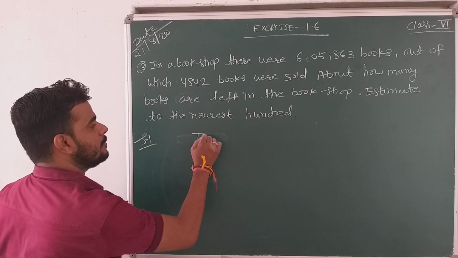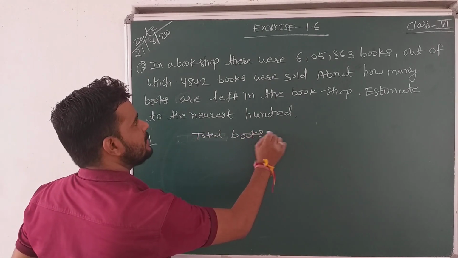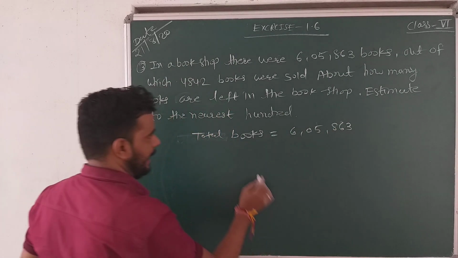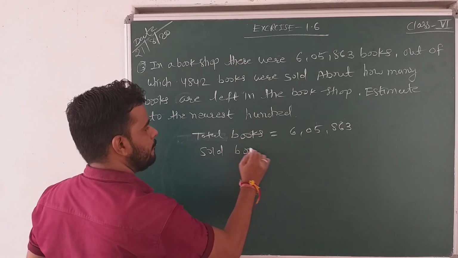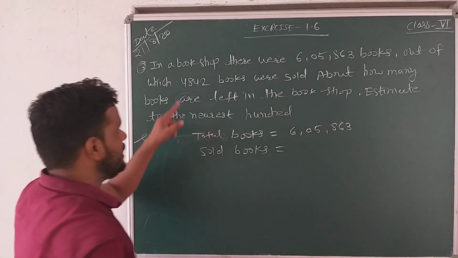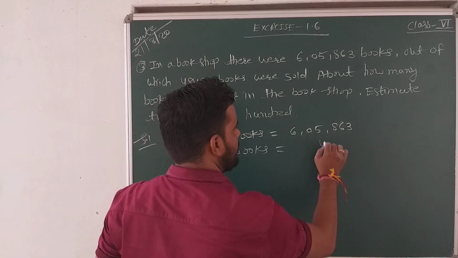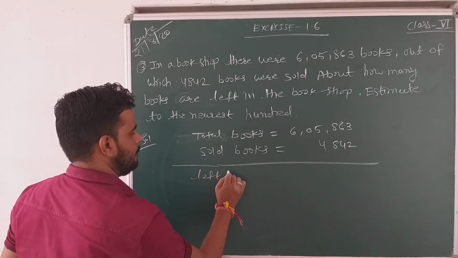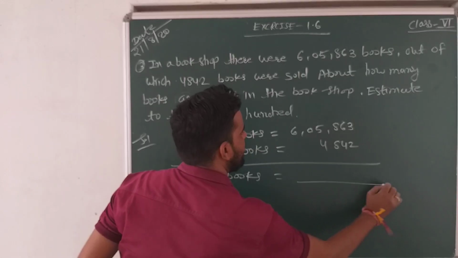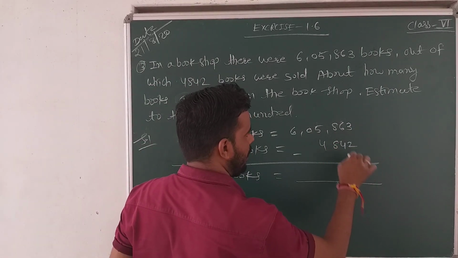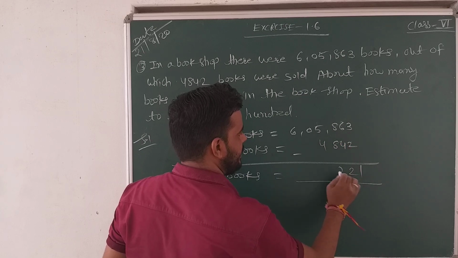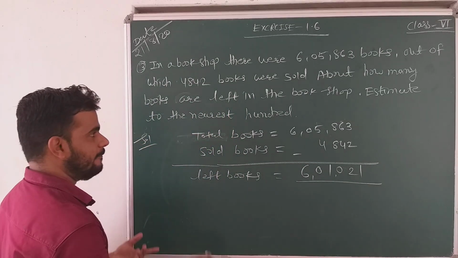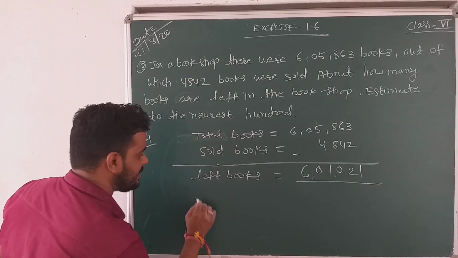So we know that the total books are how much? Yes, 6,05,863. And sold books, how much sold? Sold books is 4,842. So the remaining or left books, we will subtract. Then 3 minus 2 is 1, 6 minus 4 is 2, 8 minus 8 is 0, 5 minus 4 is 1, 0, and 6. Books left. Okay, so now we have to make an estimate to the nearest 100.